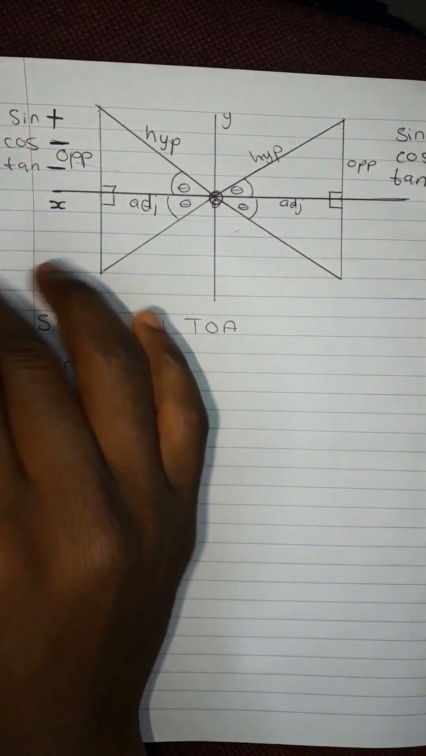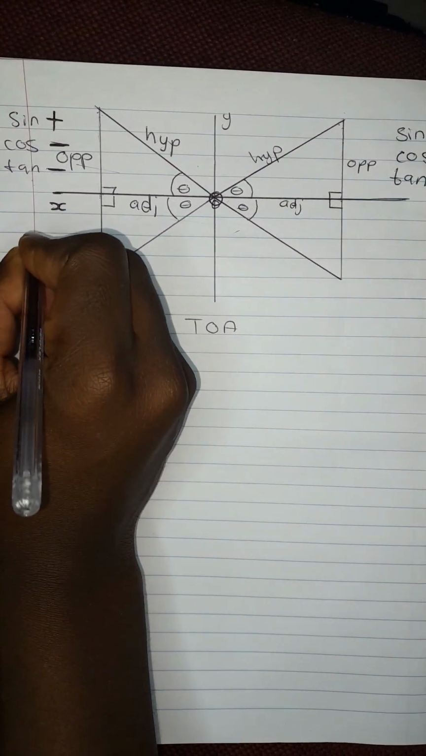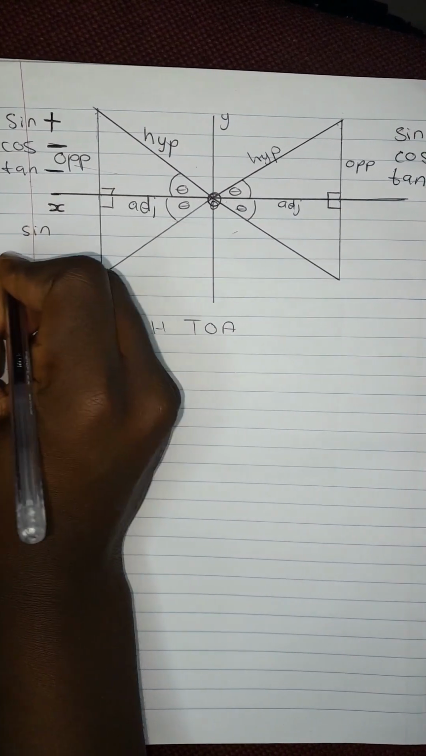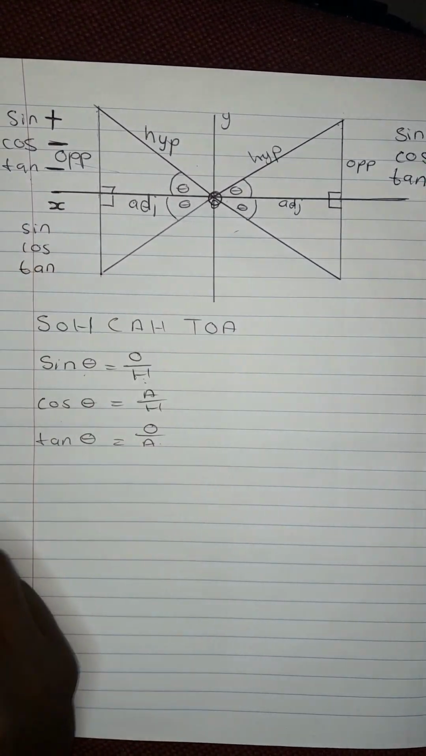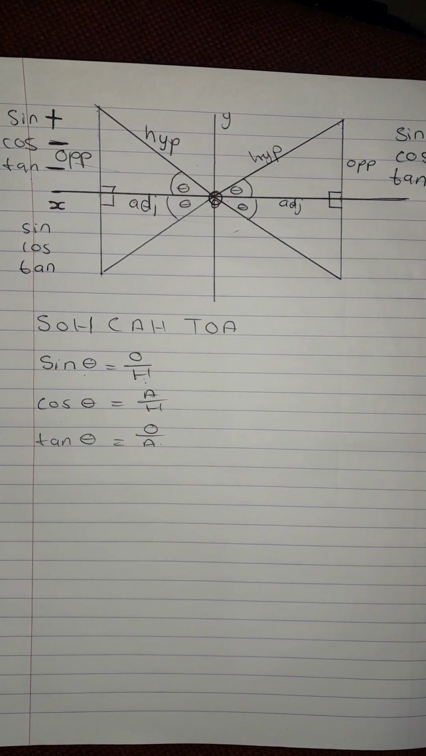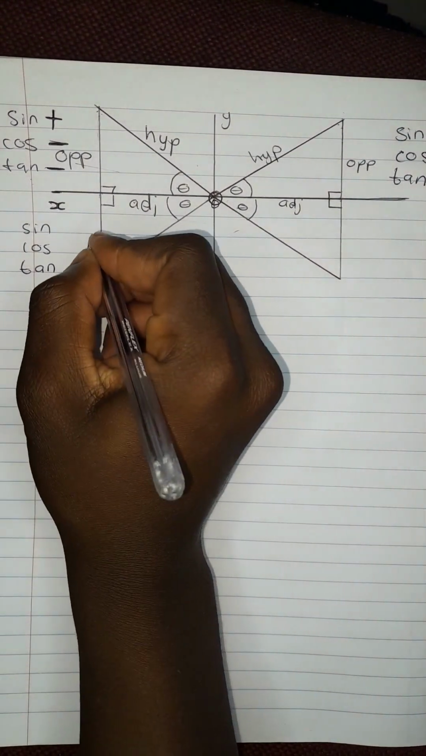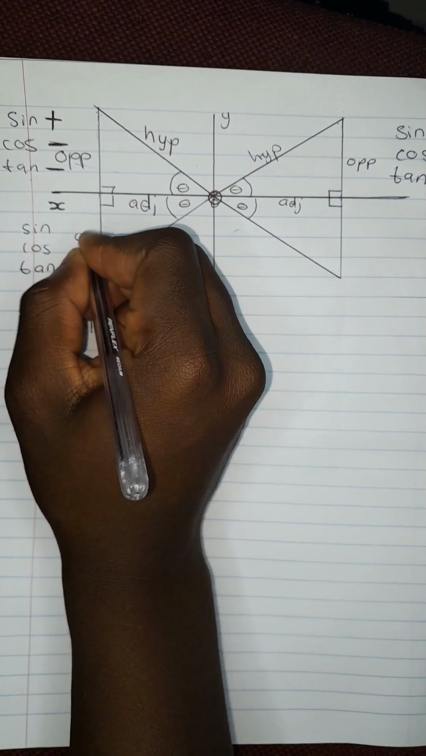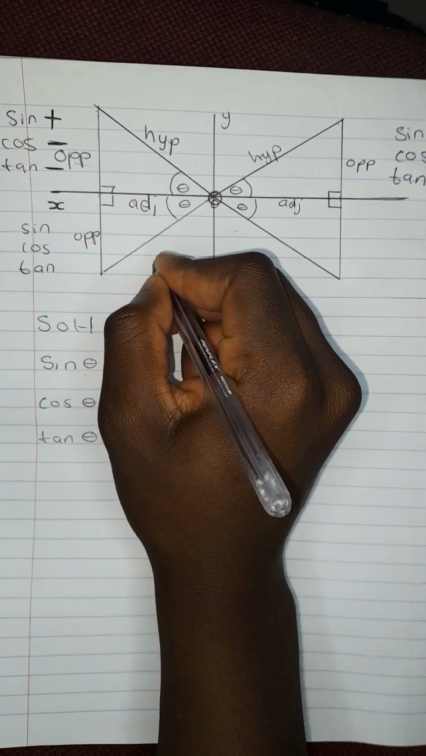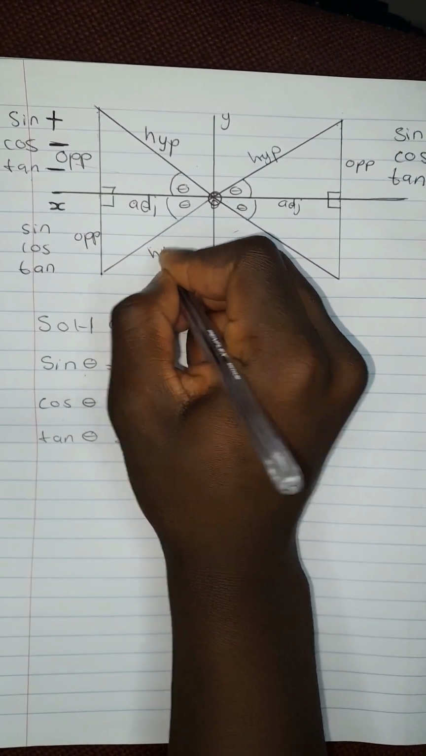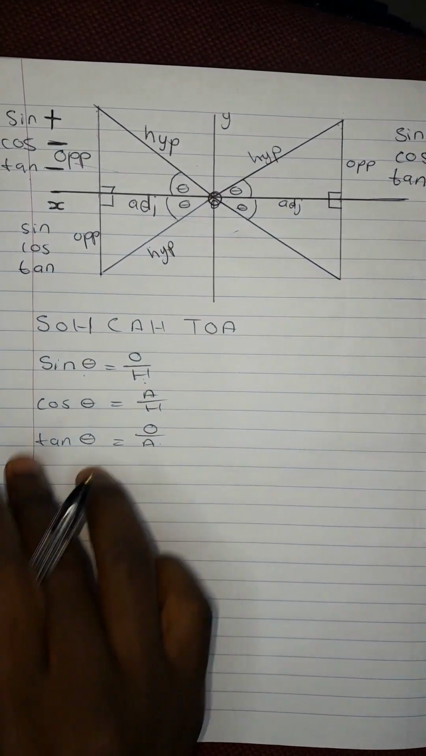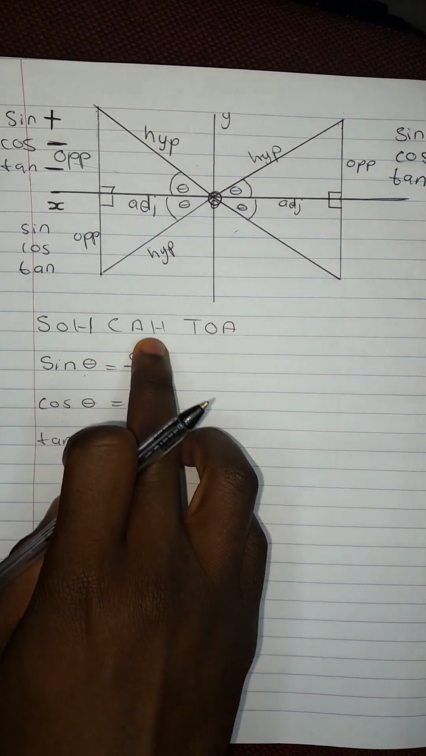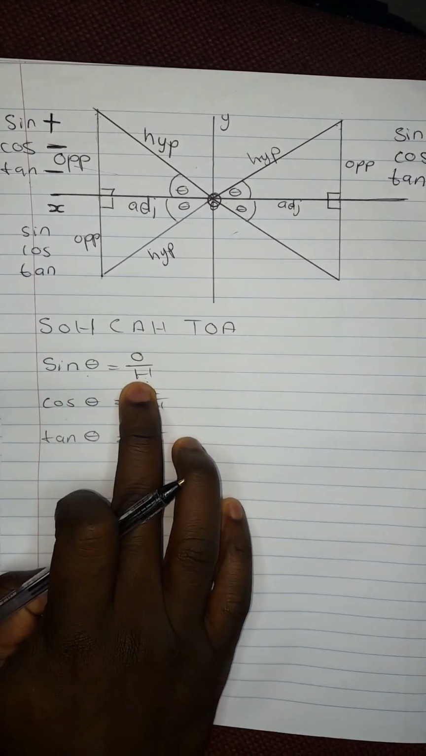Let us go to our third quadrant. We'll do the same thing. We're going to check our sine, our cos, and our tan. Let us check our sine. Here is the opposite side, here is our hypotenuse, and here is our adjacent. And we all know that sine is opposite over hypotenuse.